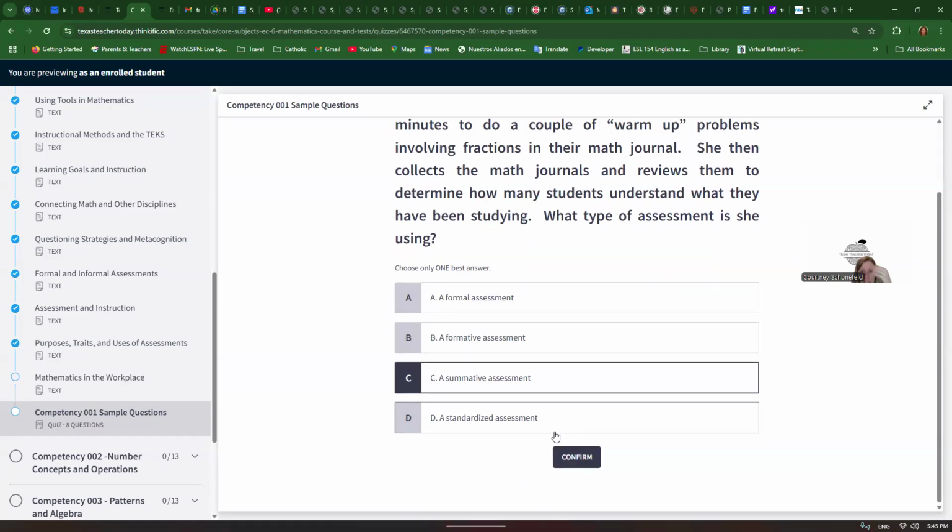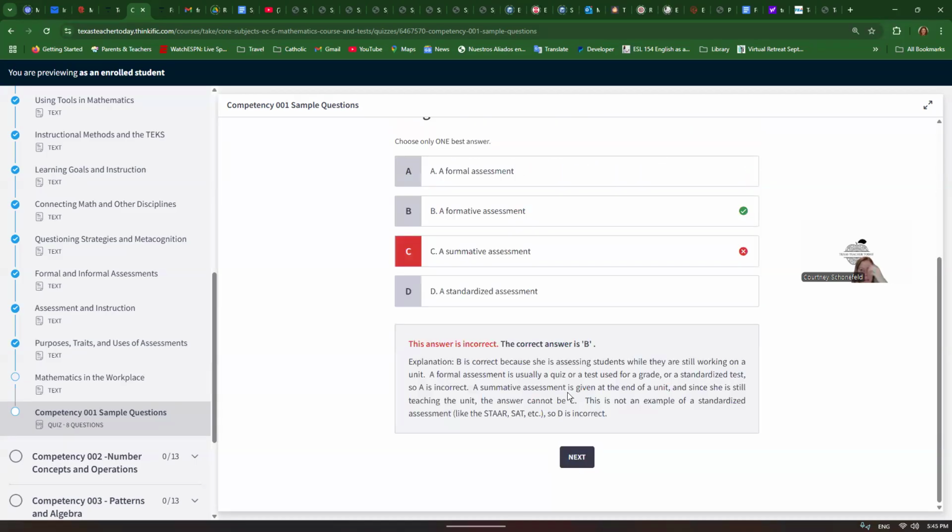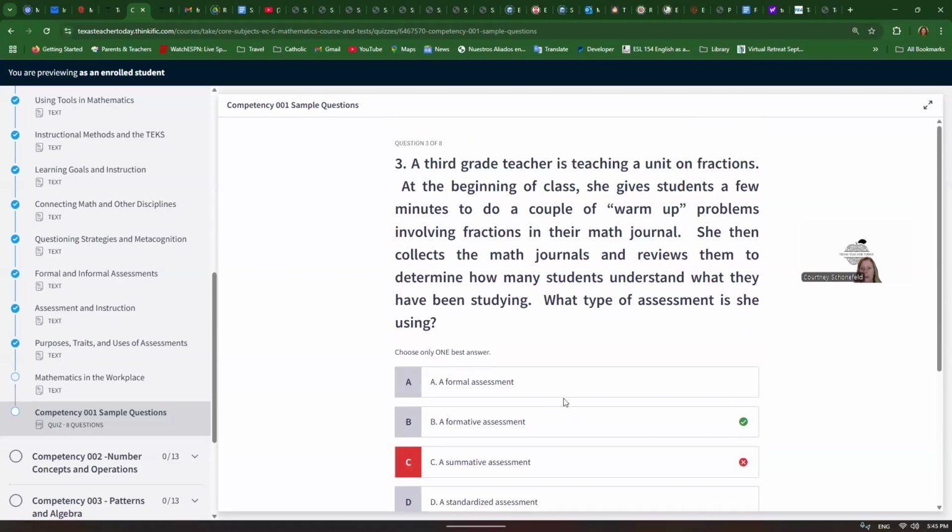So this one, I'll put C and I'll show you what happens. This one is B, a formative assessment, because your formative assessment is given while you're still teaching a unit. And it says that she's reviewing what they understand so far, what they're still studying, right? So she's still teaching the unit. It doesn't say she finished it. Then it would be summative.